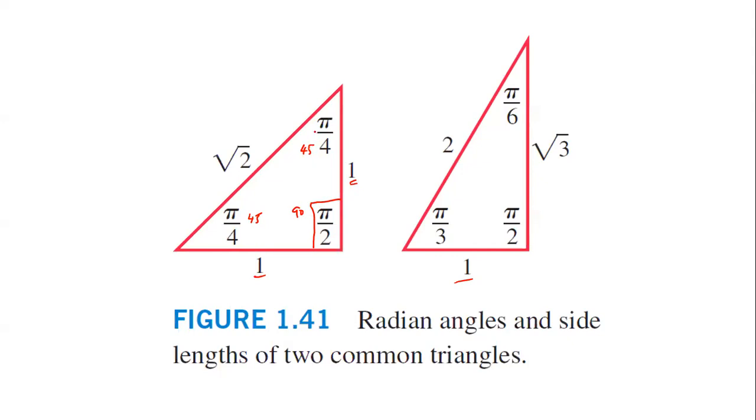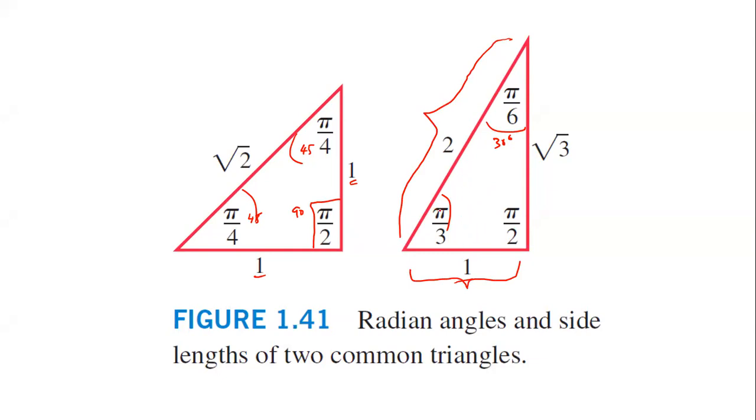Since these angles are equal, then their opposites must be equal. But these angles are not equal, so their opposites will not be equal. The opposite for pi over 6, which is 30 degrees, will be 1. And since this is 30 degrees and this is 1, the hypotenuse must be twice this value, so the hypotenuse will be 2. One more time. Anytime we have a right-angled triangle with one of the angles equal to 30, the side opposite the 30-degree angle is half the length of the hypotenuse.